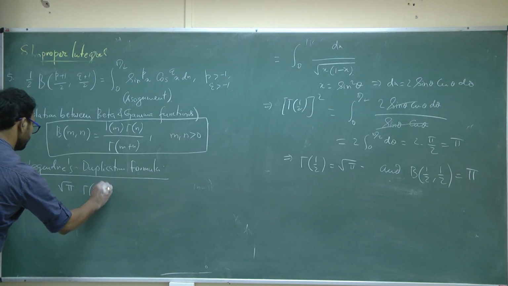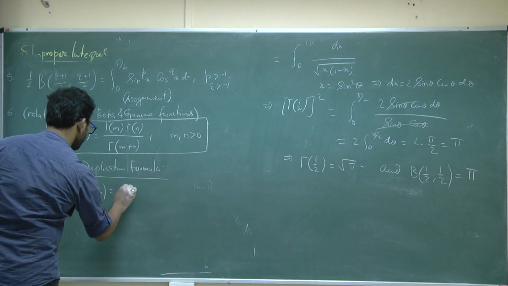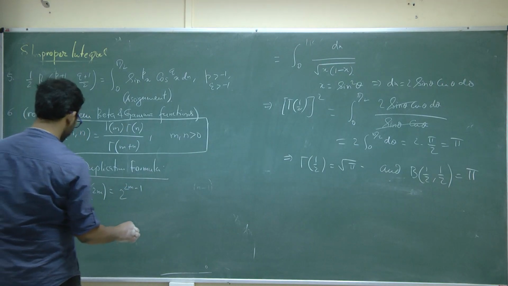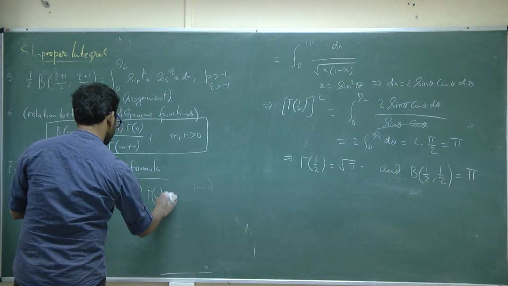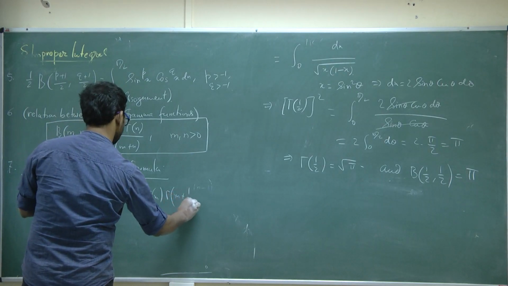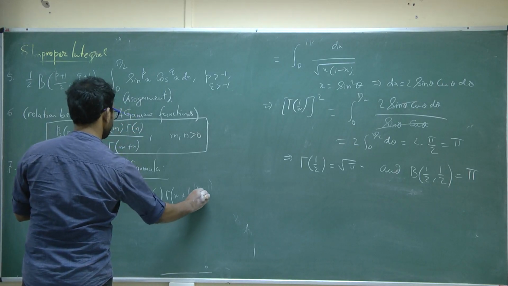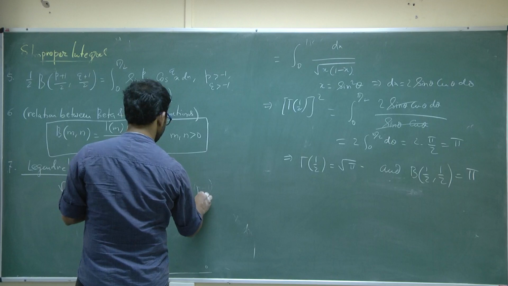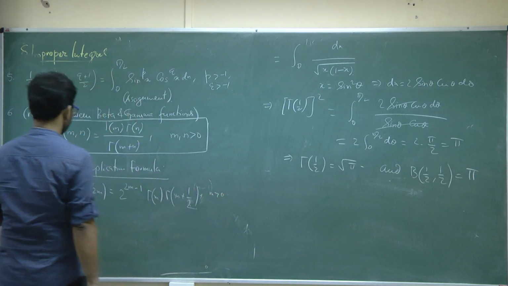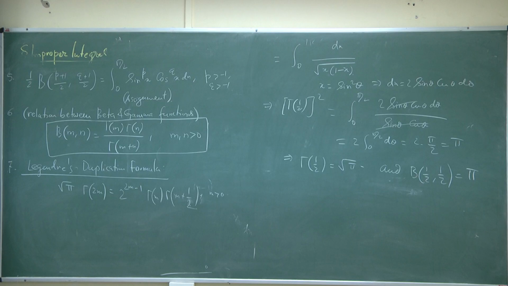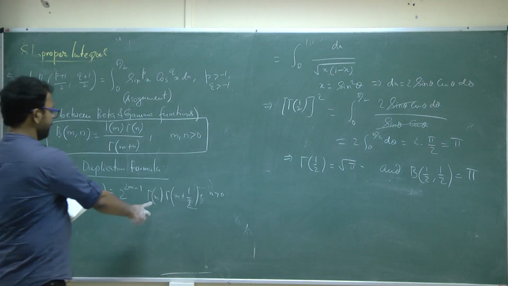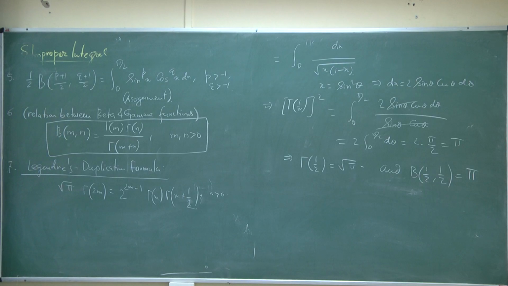gamma 2m equals 2 to the power 2m minus 1 gamma m times gamma m plus half, where m is positive, so m is greater than 0. So this formula connects gamma 2m with gamma m, all right. And again the proof is not in your syllabus, so we will just skip the proof. However, we will see again one very good application of this result.